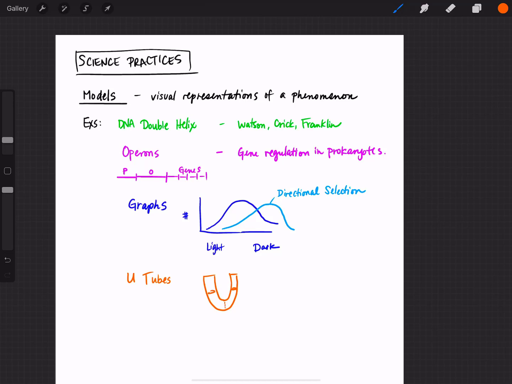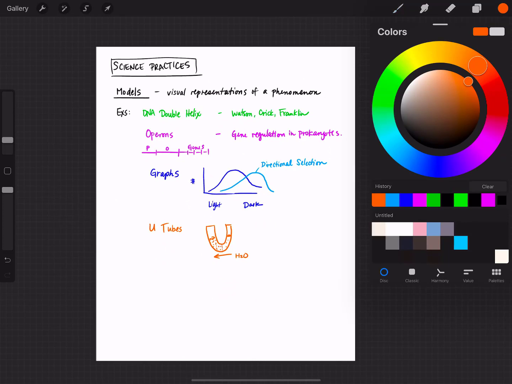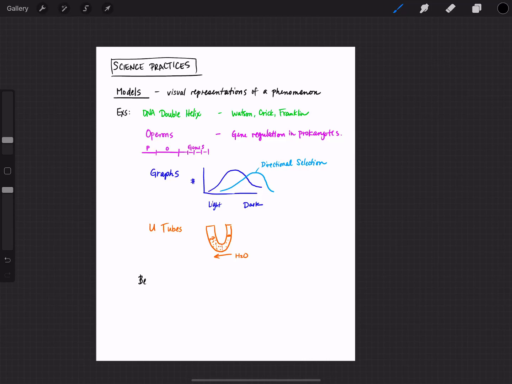Okay, another example of a model is that of U-tubes. It's a picture showing a setup of a U-shaped tube with a selectively permeable membrane right in the middle and solutions of different concentrations, and you had to predict the movement of water over time. So in this case, water would go from the right to the left because there's more water on the right side in terms of relative concentration. There's less water on the left side, so water will diffuse to the left. Okay, so those are some examples of models.